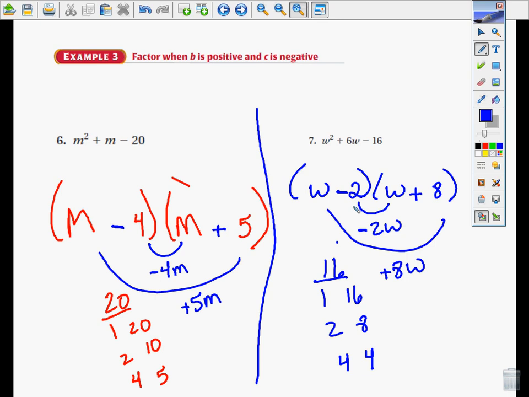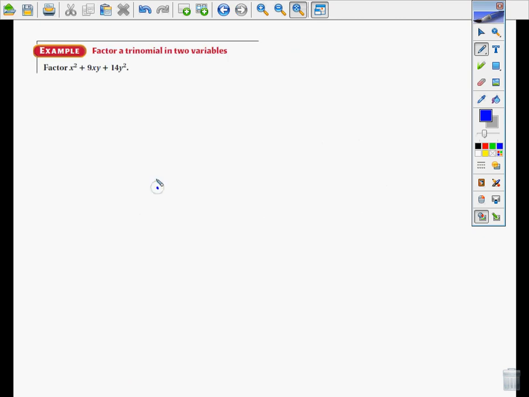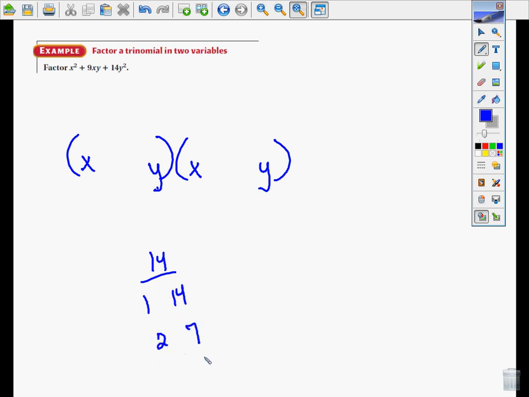And then the last type of problem you're going to get has more than one variable in it, but you're going to do it the same way. We have x squared plus 9xy plus 14y squared. The only thing that tells me is that I need to have an x and an x for x squared, and I need a y and a y to get the y squared. Now I'm just simply going to look at the 9 and the 14. So if I look at factors of 14, and I know some of you can do this in your head, and that's great. You don't have to always list out these factors.